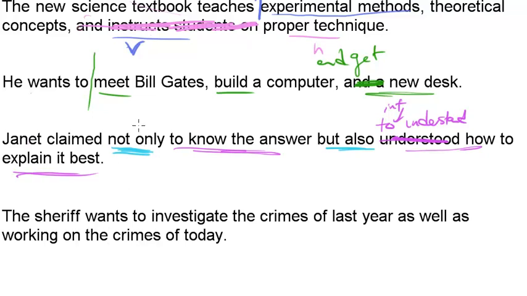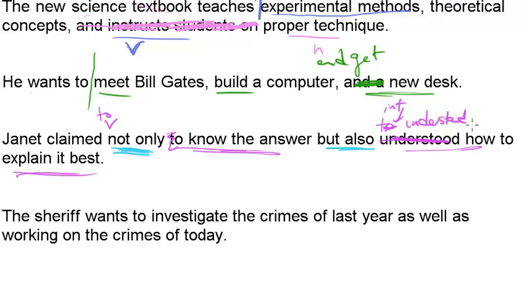And there you go. If you want, let's see, can we put to here and then change it a little better? Janet claimed to not only know the answer, but also understand. Yeah, you could also put the to here, and then get rid of the to here and the to here, and it might sound better. So Janet claimed to not only know the answer, but also understand. What did we understand here? Yeah, understand how to explain it best. Okay, let's see. Anything else we can do to that sentence to make it better? Yeah, we're good. All right, next sentence.